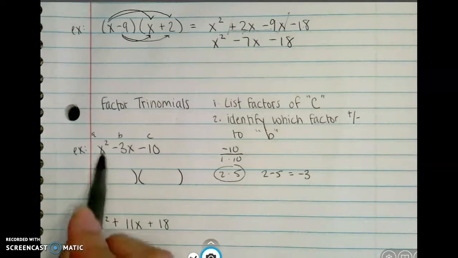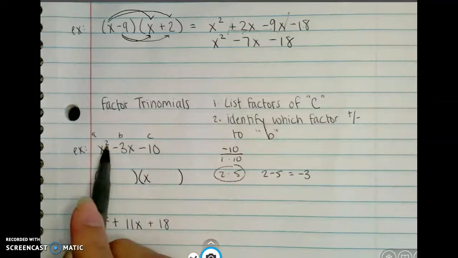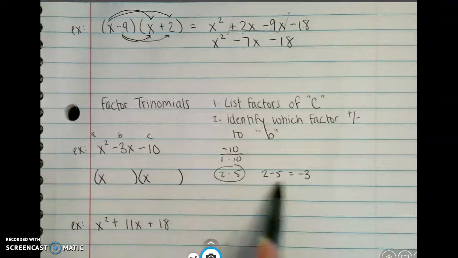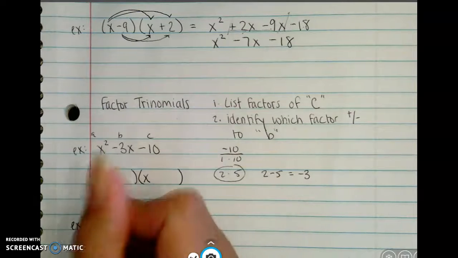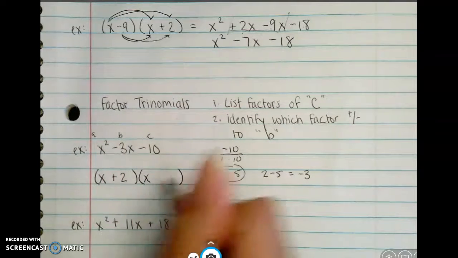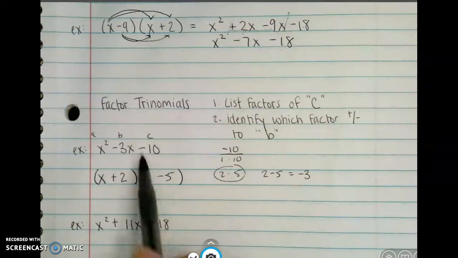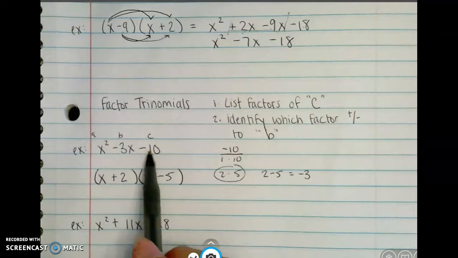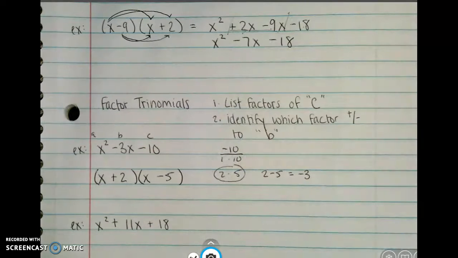So the x is going to split. x times x, again, would give you x squared, and our factor pairs are positive 2 and negative 5. So plus 2 and negative 5. So we took our trinomial, we factored it into two binomials. So we undid the problems that we were just doing above.